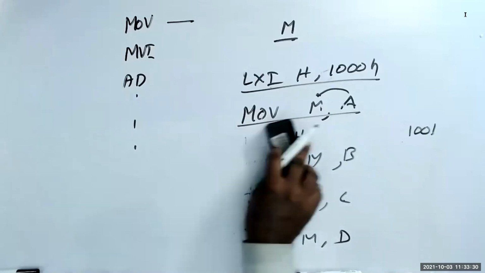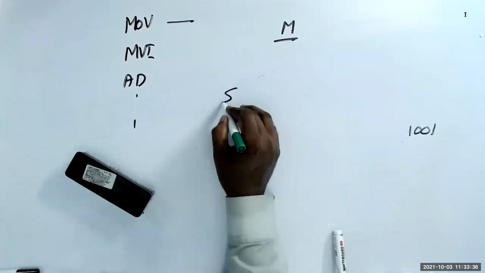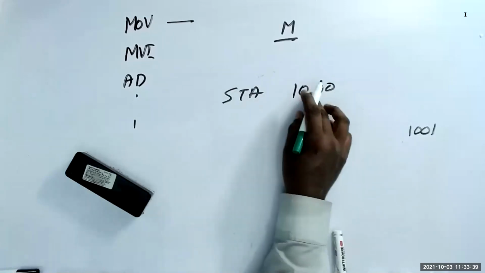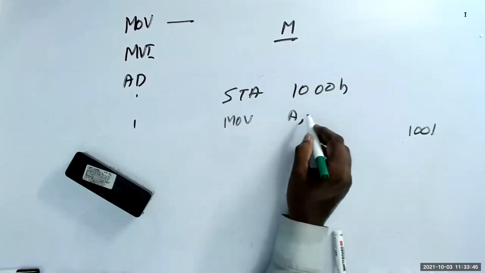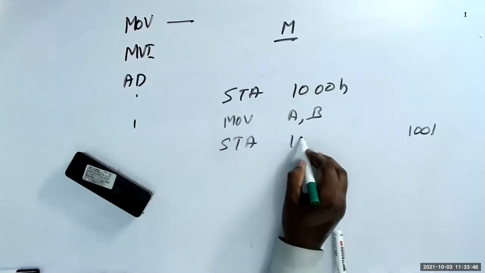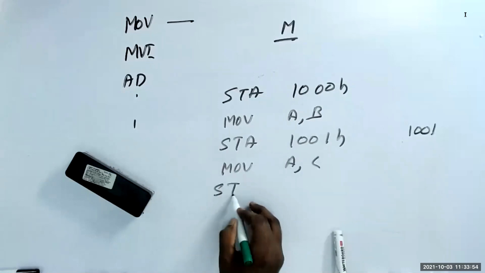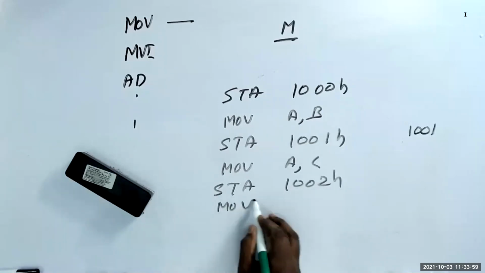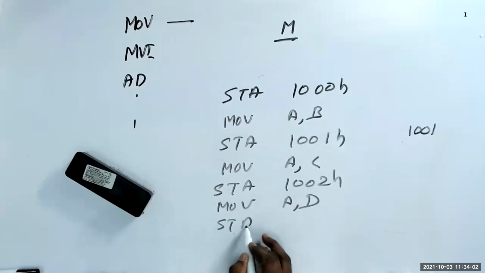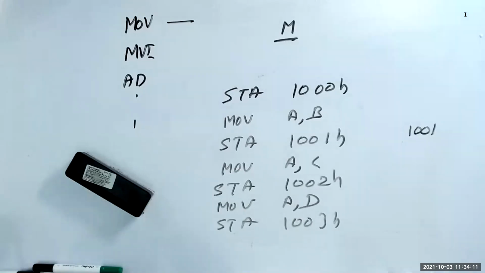Otherwise, what do you have to do? You have to do MOV M comma A. If you do the store, you say store accumulator 1000 H. Then you say MOV A comma B, store accumulator 1001 H. MOV A comma C, store accumulator 1002 H. MOV A comma D, store accumulator 1003 H. This is also the same. But you need to understand why they have given various techniques.